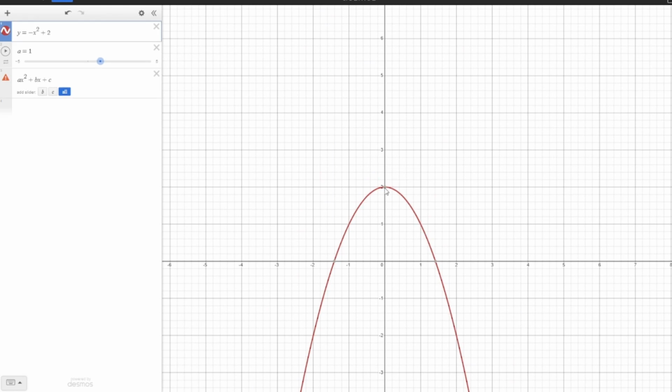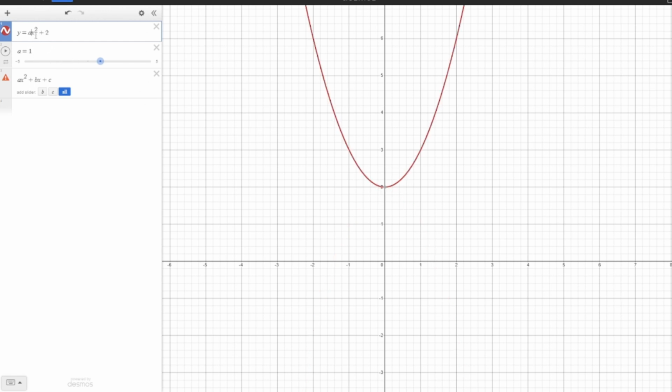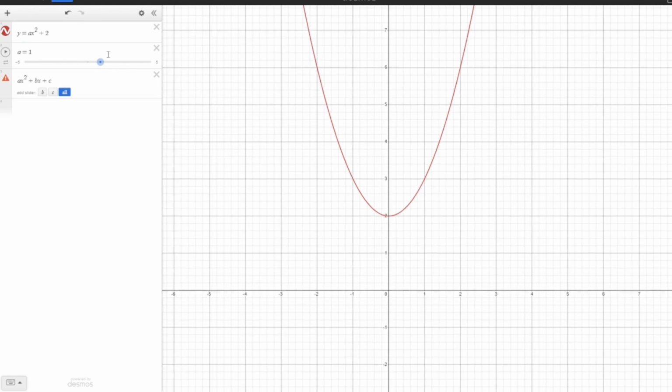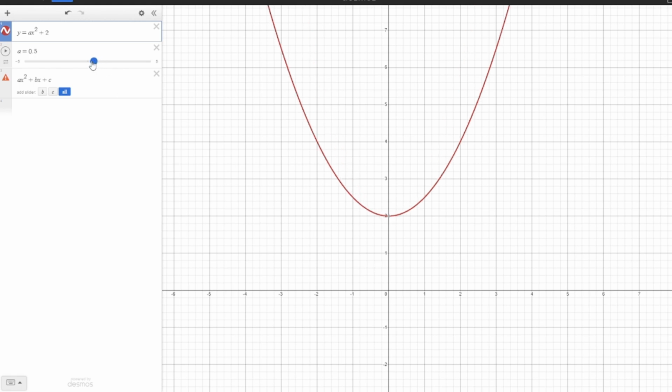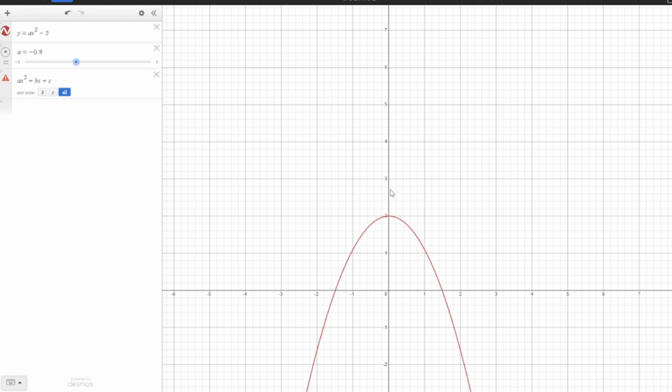So as you might also be able to tell, a maximum or minimum is very dependent on our a value. So if I put a back here again, as you can see, if it's positive, I have a minimum value. So this is the lowest value it can be and it can't go lower. But as soon as I make a negative, it turns into a maximum value. So there can be no value that's higher.